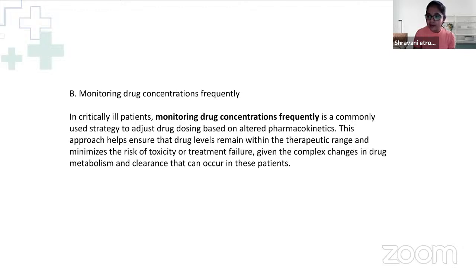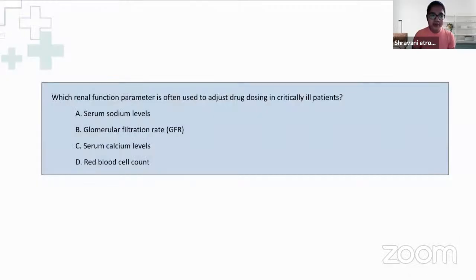That is an ideal approach to see whether the drug which we have given has reached the drug concentration in our body or not. So this approach ensures that the drug levels remain within therapeutic range and minimize the risk of toxicity, given the complex changes in drug metabolism and clearance that occur in these patients. Let's go to question number 3. Which renal function parameter is often used to adjust drug dosing in critically ill patients?